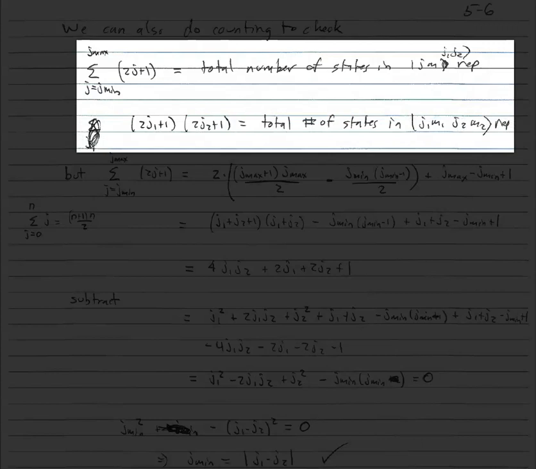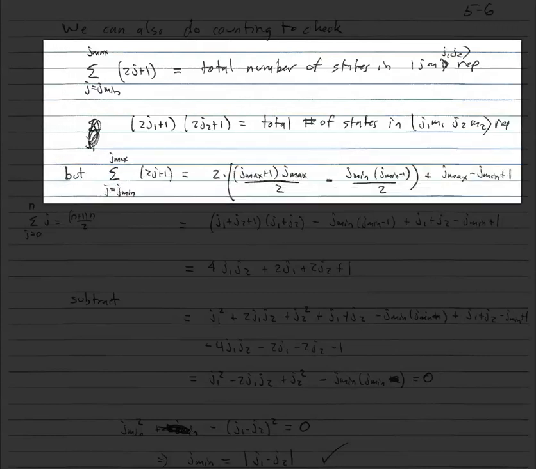Now, in the |j1, m1, j2, m2⟩, that's a product state between the two different angular momentum states. So that is going to have (2j1 + 1) times (2j2 + 1) total number of states in that representation. So let's go ahead and do the summation now. The sum of the 1 term is given by j max minus j min plus 1, because I'm just adding the total number of terms in the summation that I'm summing over.